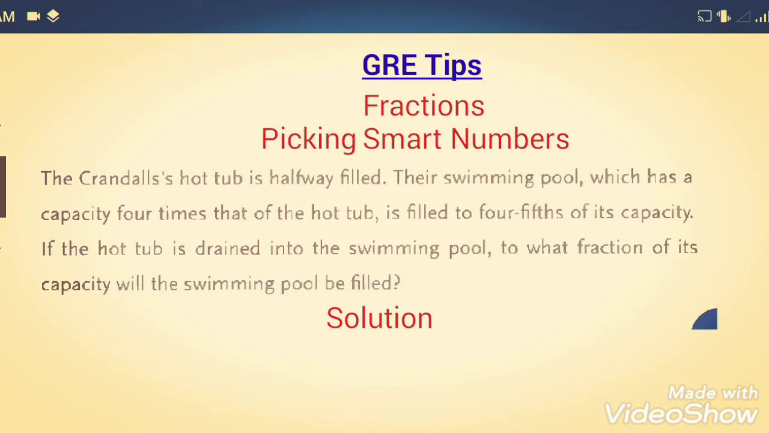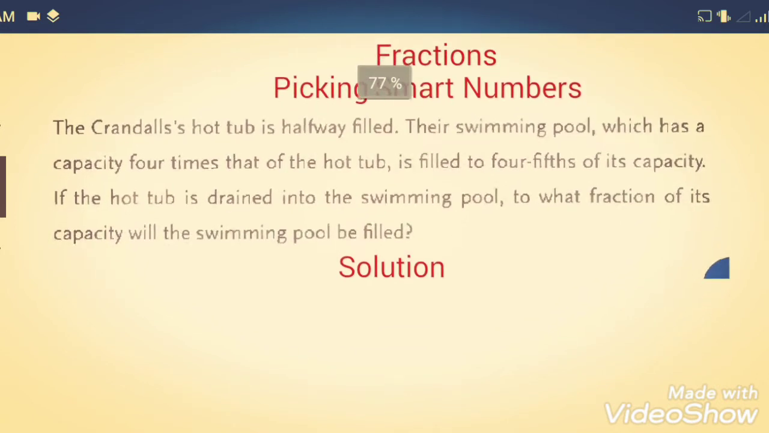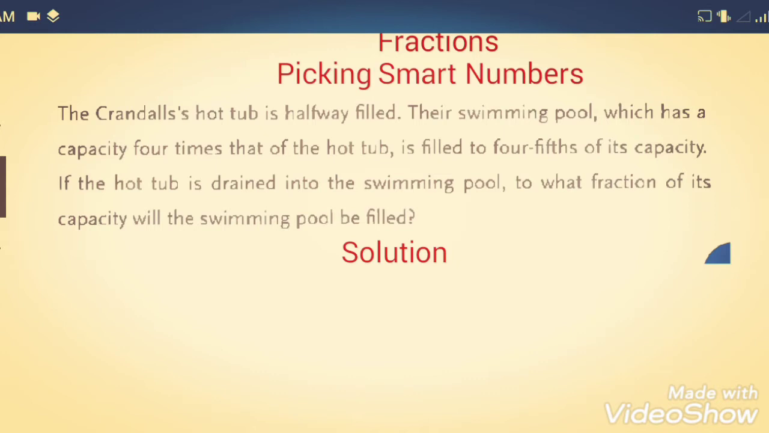So let's start with the traditional method. So the question says that Crandall's hot tub is halfway filled. It says that the swimming pool, which has a capacity of 4 times that of the hot tub, is filled to 4/5 of its capacity. Now, if the hot tub is drained into the swimming pool, to what fraction of the capacity will the swimming pool be filled?